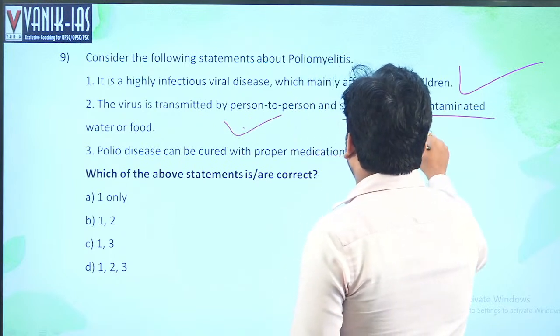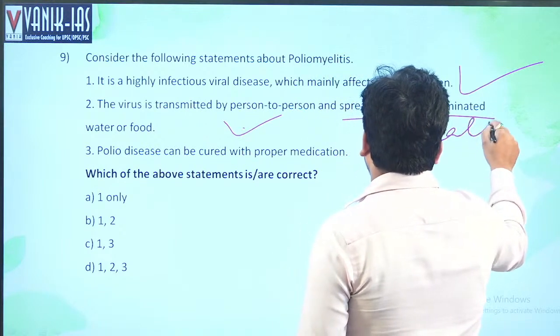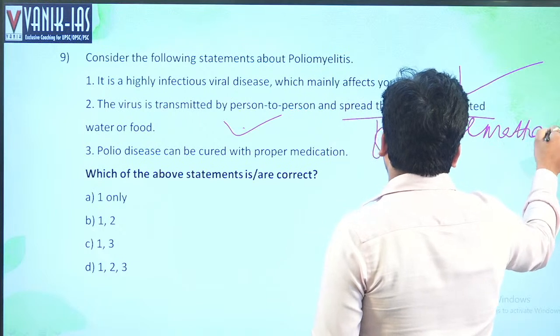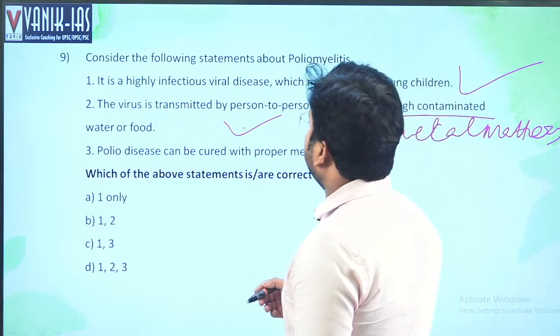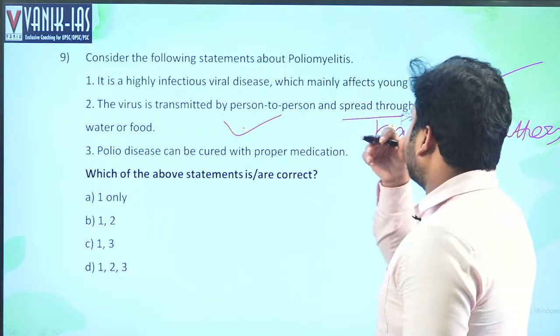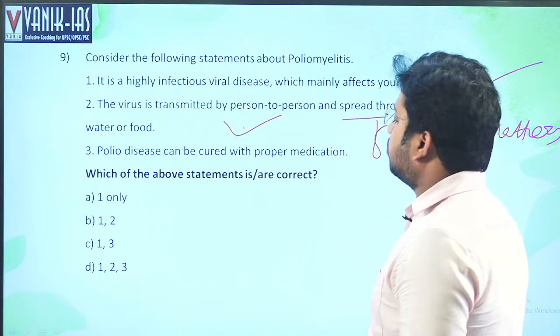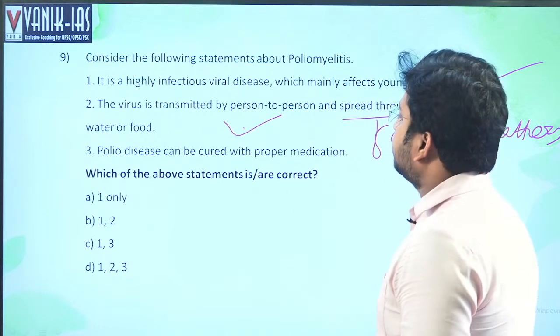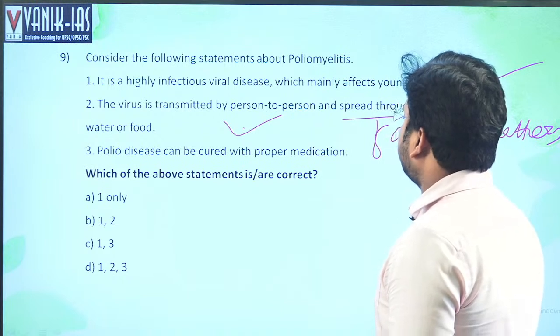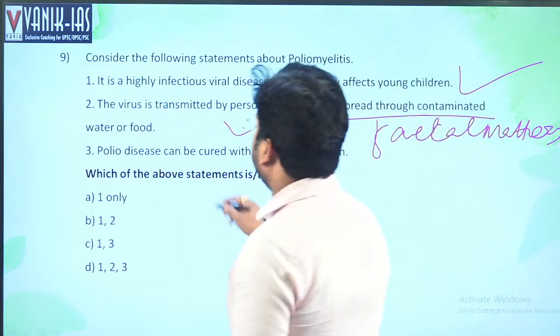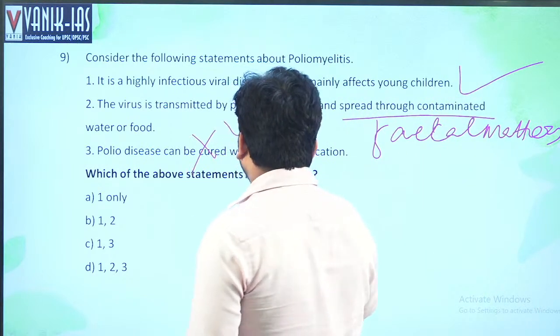Fecal matter is also a route. It is transmitted from person to person. Polio disease can be cured with proper medication? No, this cannot be cured. It can be prevented by vaccine.